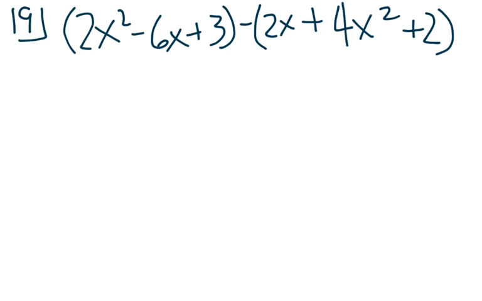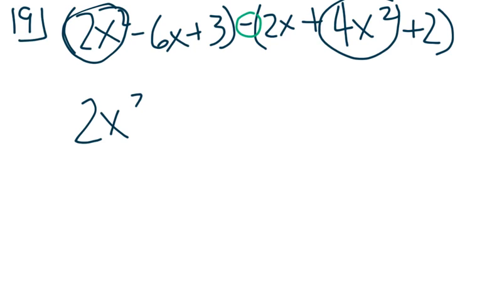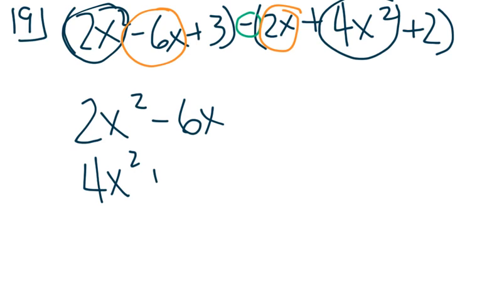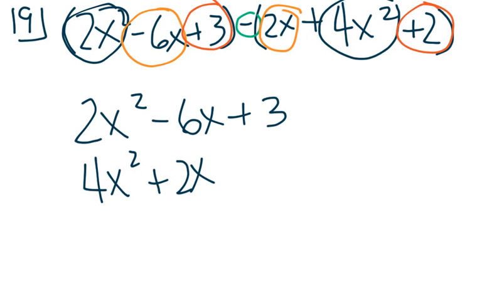Okay, number 19, once again, we are subtracting. So we have 2x squared over here and 4x squared over here. It's important that you line up the terms with the same exponent. So we have 2x squared, 4x squared. We have minus 6x and 2x. So we're going to say minus 6x plus 2x. And then we have 3 and 2. So 3 and 2. And we are subtracting.